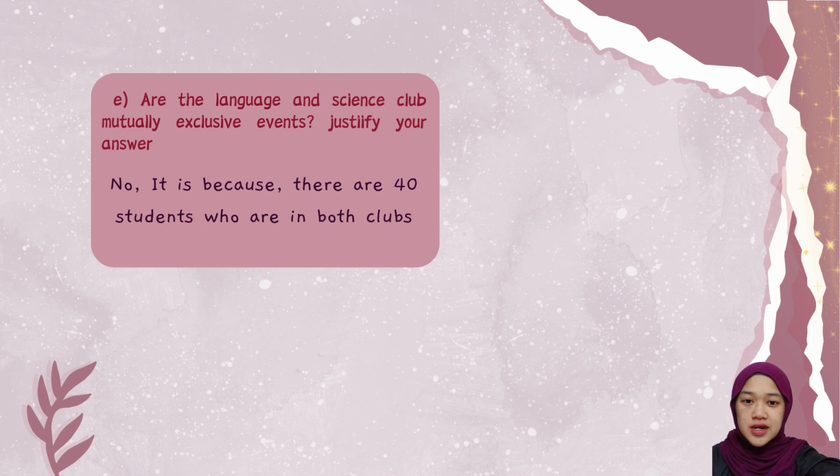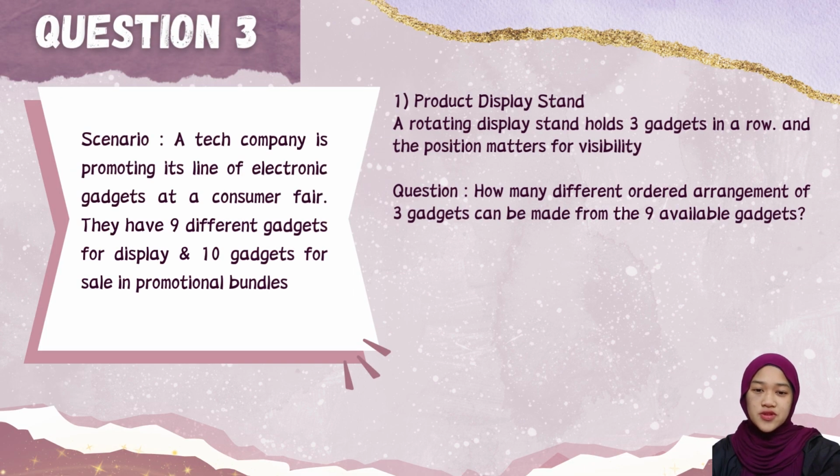Last but not least, are the language and science clubs mutually exclusive events? So the answer is no, because there are 40 students who are in both clubs, which means they intersect with each other. So it's not mutually exclusive. Okay, let's move to question 3.